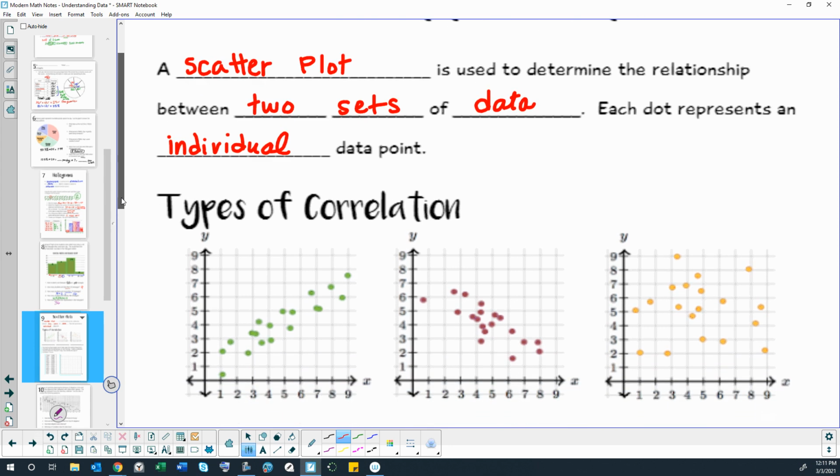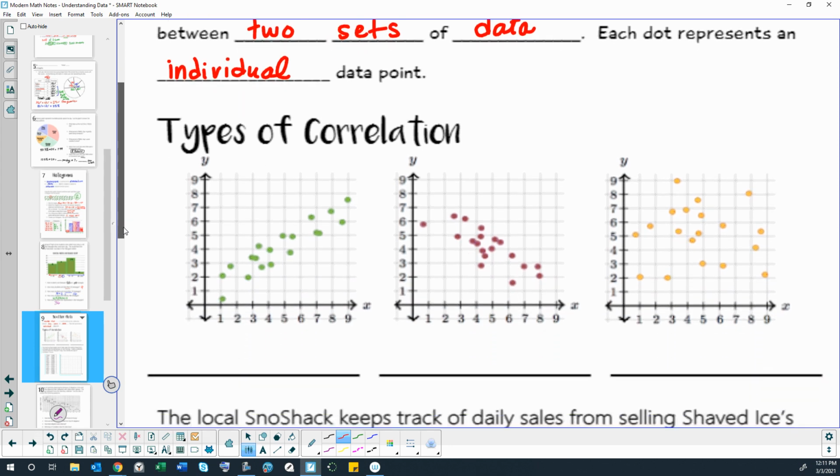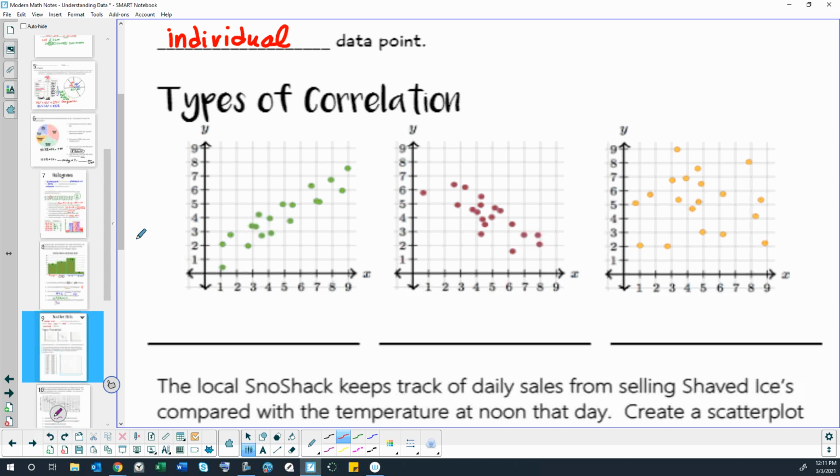Alright, so here we have three different examples of scatter plots. Sometimes scatter plots can seem to follow a trend, like either going upward or going downward. Sometimes they don't follow any sort of trend at all, they're just all over the place.